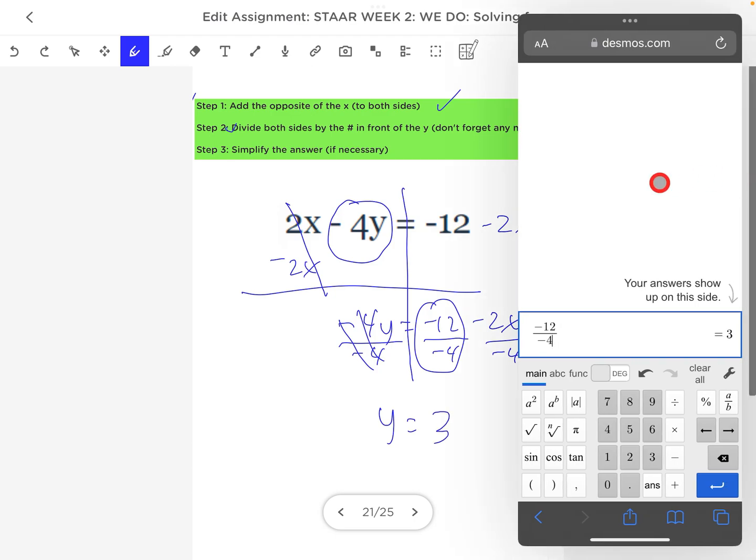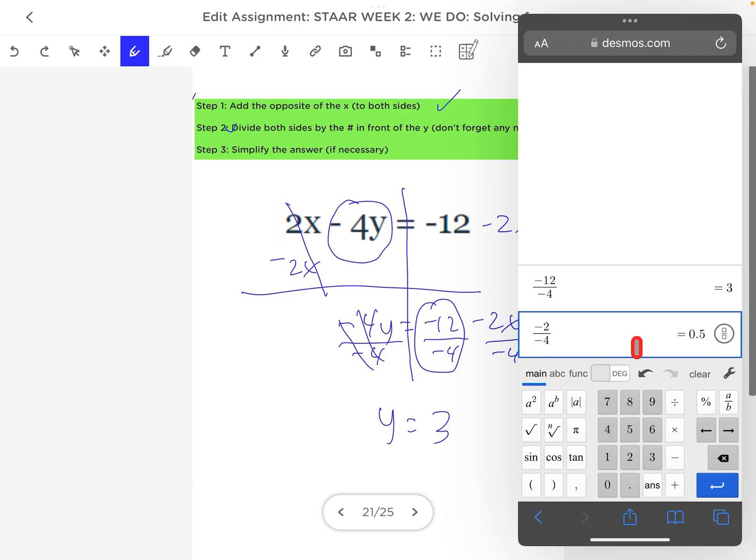Okay, and then we have negative 2 divided by negative 4. So it's just the numbers in front of the x. We can just push the blue button to go to the next line. Once again, I can push that division button to make a fraction. Put negative 2 on top. Okay, I'm going to go down. I'm going to put negative 4 on the bottom.